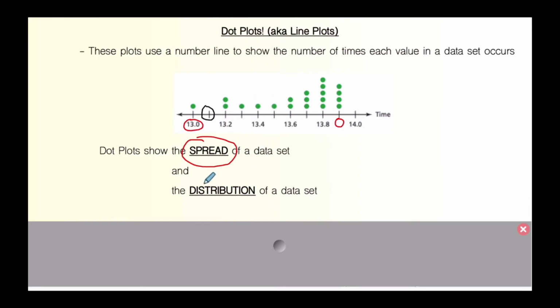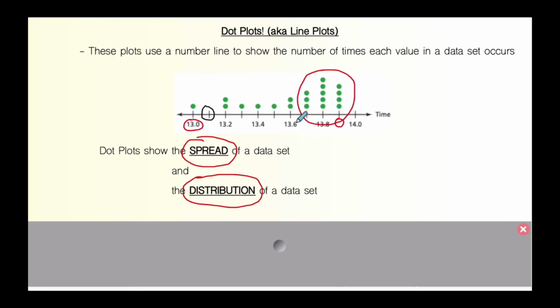And it also shows you the distribution of your data. What do we mean by distribution? Well, I can see within a second where the most dots are. I can see where there's not really a lot of dots. I can see where there's kind of a gap in the data, but it shows me how the data is distributed very nicely. I can see that most people tend to run a 100-meter race, at least in this class, somewhere around 13.8 seconds. Somewhere in here, that's where most of the data is distributed.